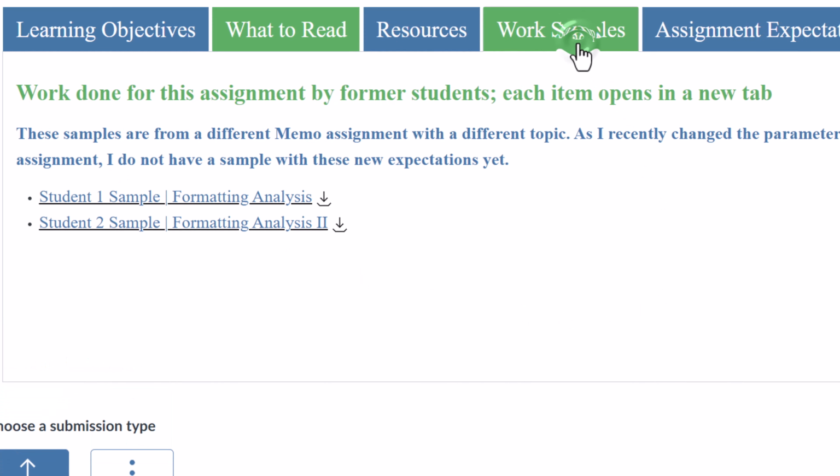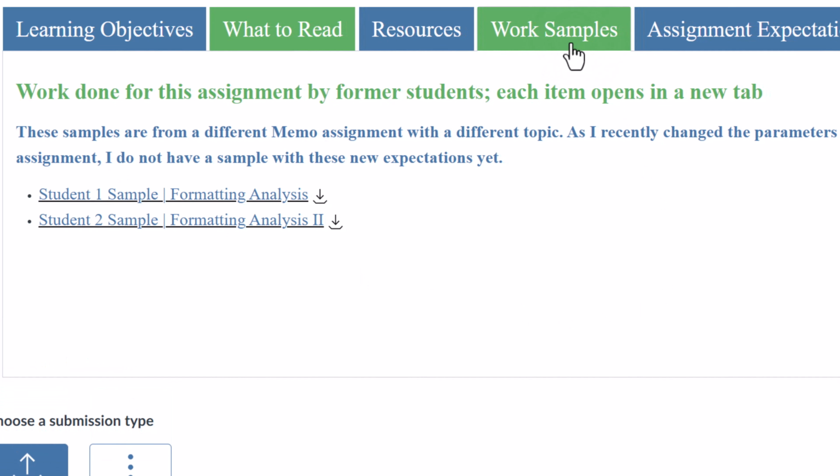There are some prior work samples, but these come from a time when the expectations of the assignment were slightly different. They give you a good idea for the layout of a memo and the heading information that you have to have, but the content itself will be different. Let's look at those assignment expectations.